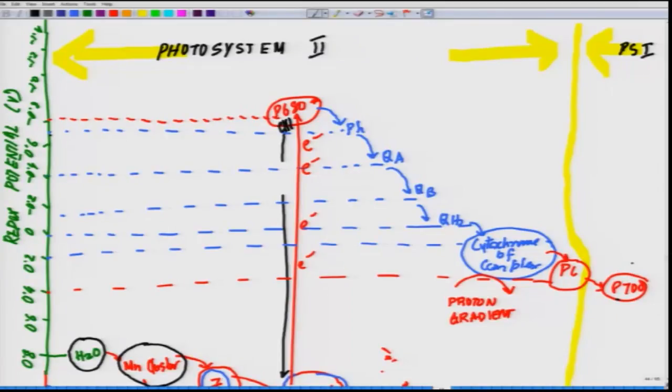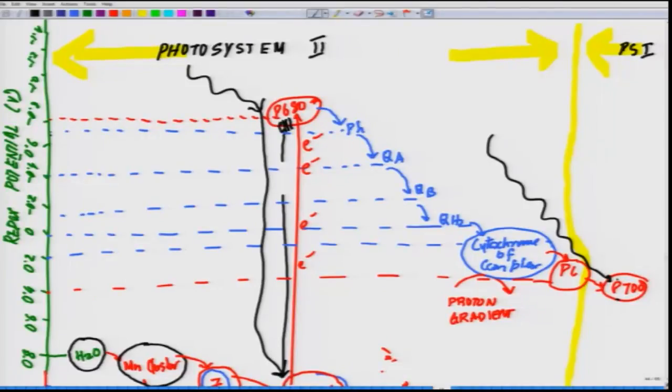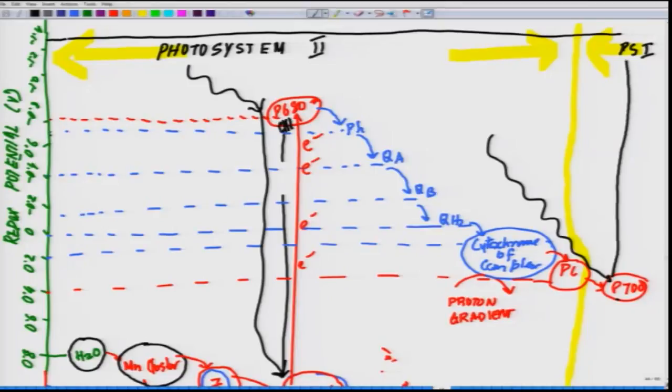Now, interesting, this is the point I want to make. I told you the electron ejected reaches minus 0.8 redox potential. Now, at P700, an electron is ejected because light falls here. From here, the electron which is ejected reaches all the way to between 1.2 and 1.3, somewhere out here. Here is where the electron reached.